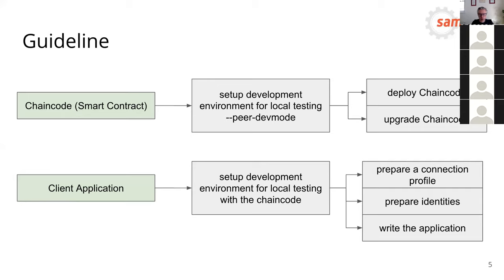And for the client development, it's a little bit different. For the client application, I think it's better to have a small test network, something like the test network from the Fabric samples, because we need to prepare a connection profile. The connection profile is responsible for the connection to the peer. We also need some identities. So we need a user which is allowed to interact with the network, and we have to prepare it. That means we have to register and enroll a user for this client development.